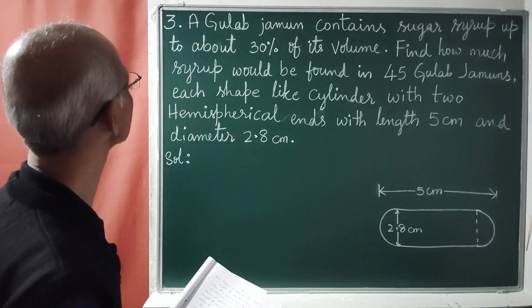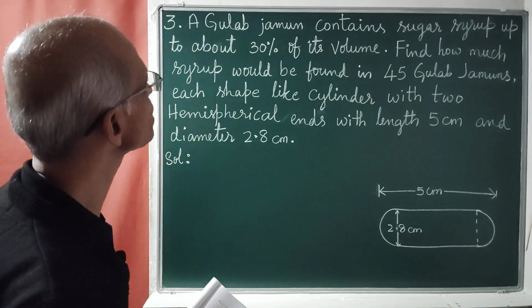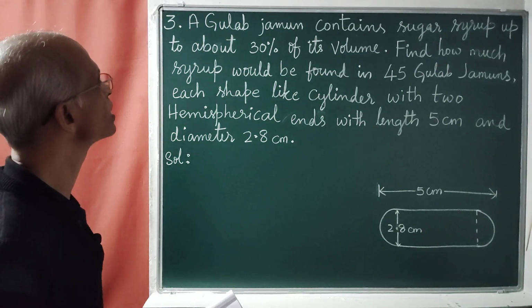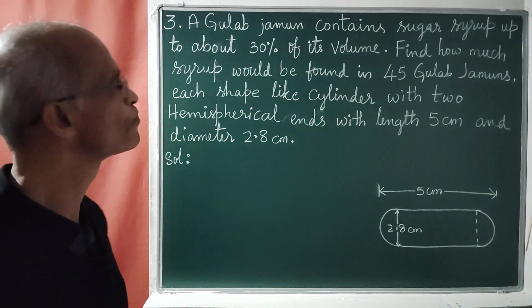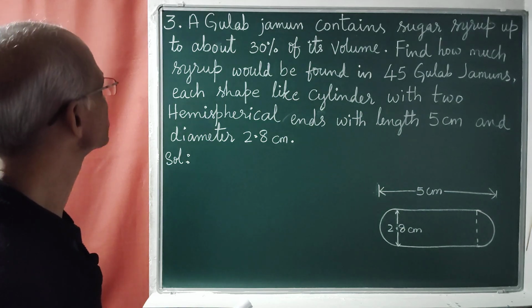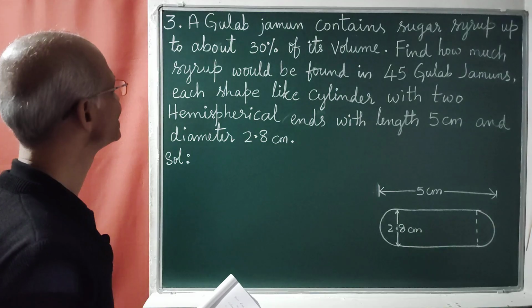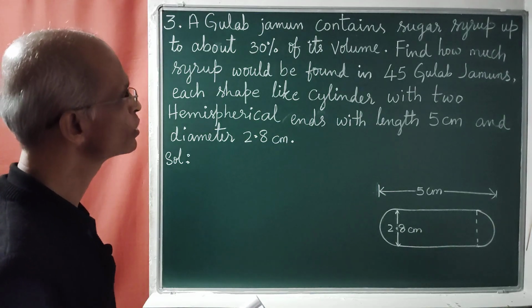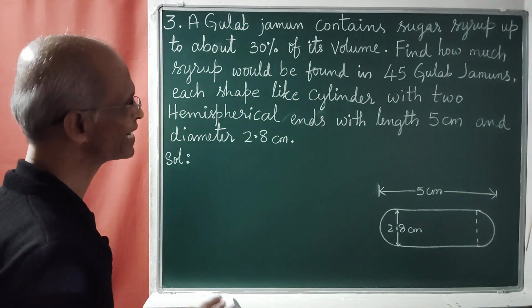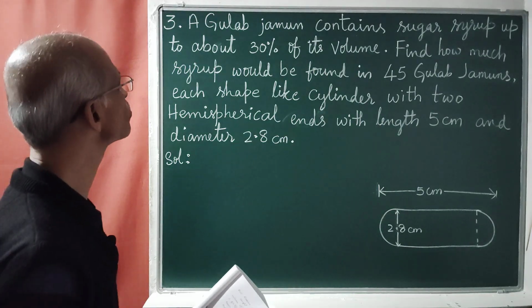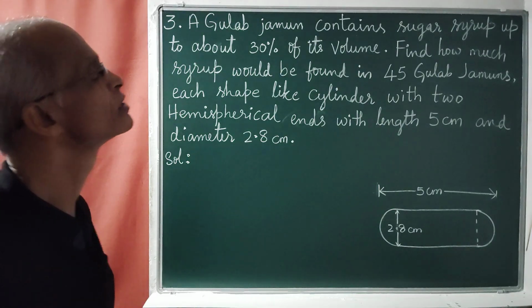The question, the third one: a gulab jamun contains sugar syrup up to about 30% of its volume. Find how much syrup would be found in 45 gulab jamuns, each shaped like a cylinder with two hemispherical ends, with length 5 centimeters and the diameter is 2.8 centimeters.